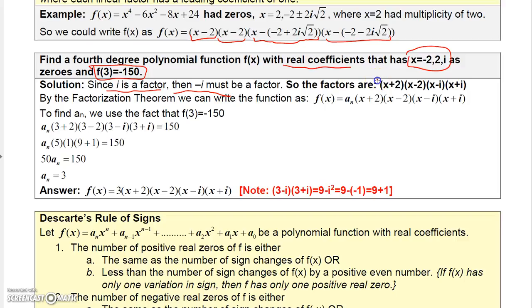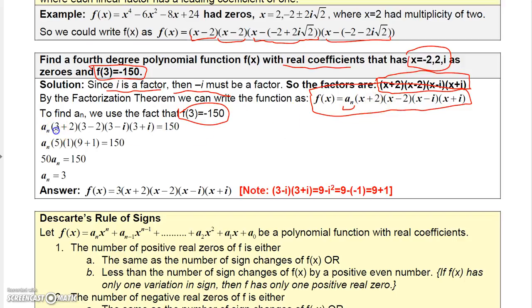So we know that these four are the factors. X minus negative 2 would be x plus 2, and then x minus 2 would be x minus 2, and then x minus i would be x minus i, and x minus negative i would be x plus i. Okay, so by the factorization theorem, we can actually write this function like this, where we have some constant a sub n times x plus 2 times x minus 2 times x minus i times x plus i. Well, we can figure out that constant by knowing that f of 3 is negative 150, because basically I can just plug 3 in everywhere there's an x.